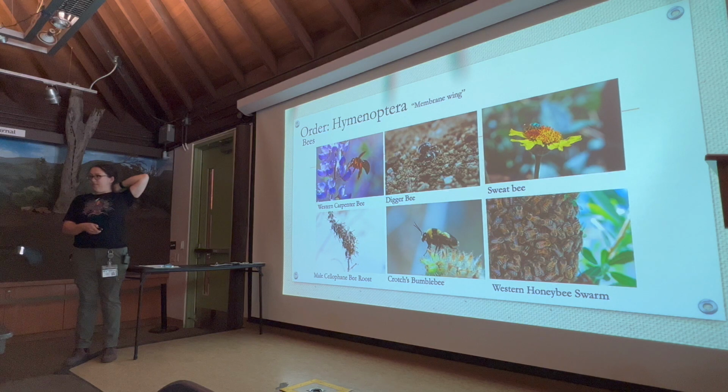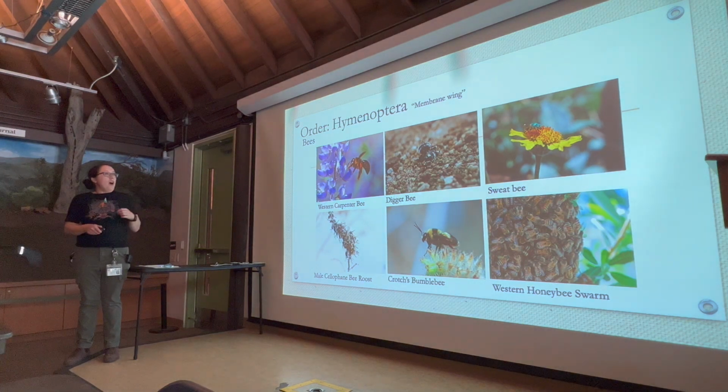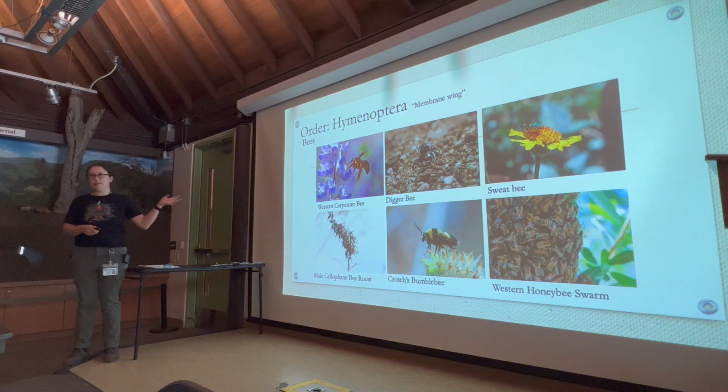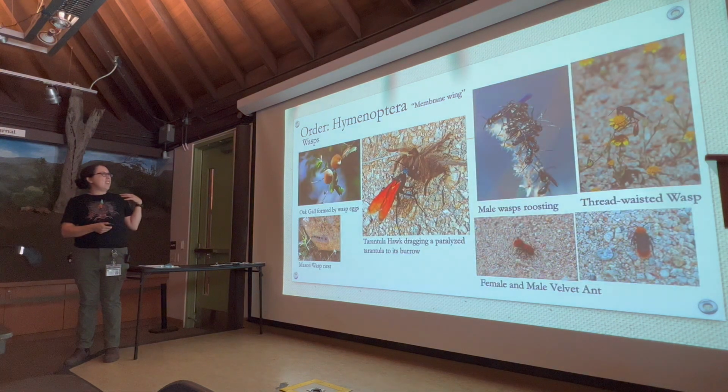So bees, are they all fuzzy or are there some non-fuzzy? Sweat bees have a little fuzz. A lot of bees tend to be fuzzy. The bumblebees are very fuzzy, and yeah, the bees are the fuzzy guys. That's why they're so important, because they really carry the pollen on their fuzziness. Then wasps. Oh boy, wasps are crazy too.